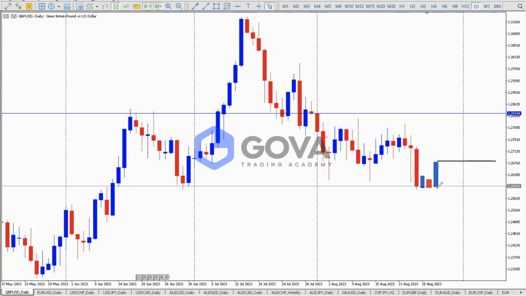This bullish candlestick here is the candle on Friday. This bearish candle is the candle on Thursday. This other bullish candlestick here is the candle on what? Wednesday, isn't it? This long bearish candlestick is the candlestick on which day, guys? Tuesday.